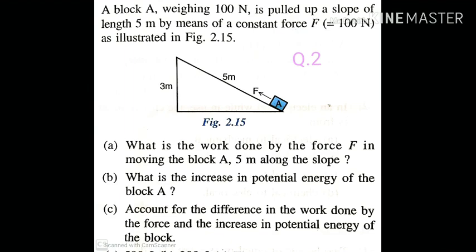A block A weighing 100 Newton is pulled up a slope of length 5 meter by means of a constant force of 100 Newton as shown in the figure. First question, what is the work done by the force F in moving a block A 5 meter along the slope? Second, what is the increase in potential energy of the block A? Third, account for the difference in work done by the force and the increase in potential energy of the block.